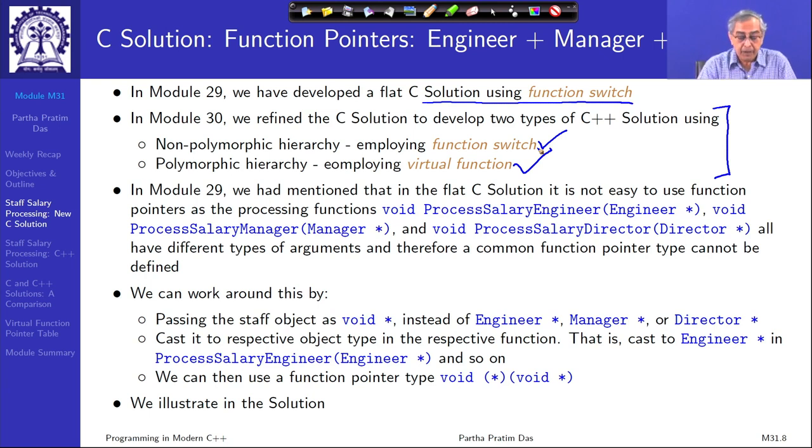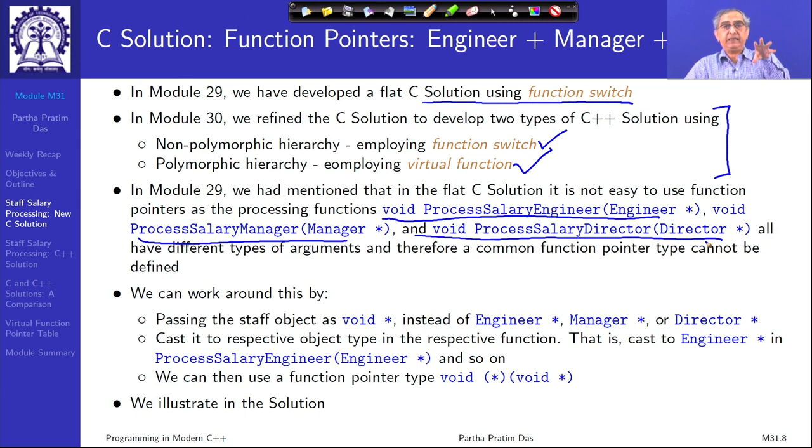Then we did further refinements on that, used vectors and all that, which is not very relevant here. Now, if you think back to module 29, the C solution, since we need a different kind of processing, we assume that for every type of employee there is a separate processing function, which has a lot of similarity in that it takes a pointer to the employee type record as an argument, processes the salary, does whatever database updates, prints and so on, and returns nothing.